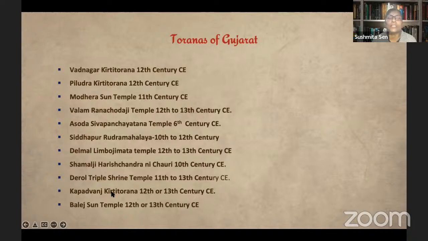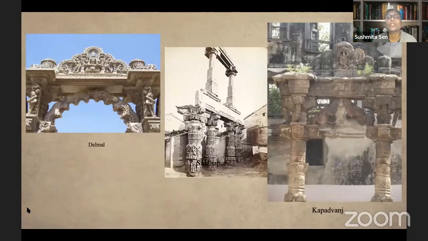These are some of the famous Torans in Gujarat. These are the Torans of Delmal, which has an arched corbel supporting two of these Torans, and this one is later built, you can see. And this, I showed you, is the Rudramal temple. This is Kapat Vanch, which is very simple, of the earlier phase of the Maru Gujarat style.